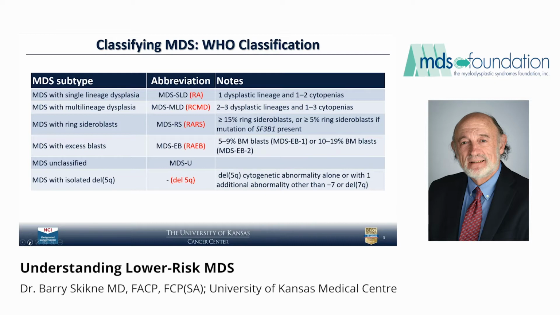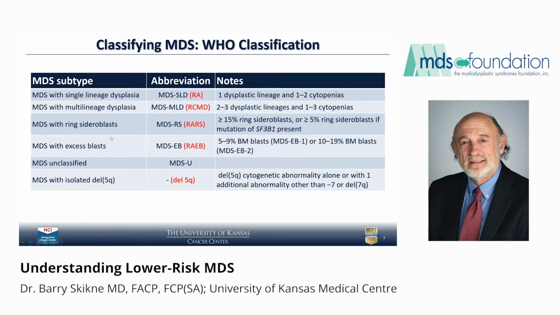And then the next one is MDS with multi-lineage dysplasia, MDS-MLD. In this case, the pathologist sees 2 to 3 cell lines that are dysplastic, and patients have between 1 and 3 cytopenias on their blood counts. Now, you may notice I have noted in red some of the older nomenclature for the classification. In other words, RA, refractory anemia, and RCMD, refractory cytopenia with multi-lineage dysplasia, but these are now changed to MDS-MLD, for instance.